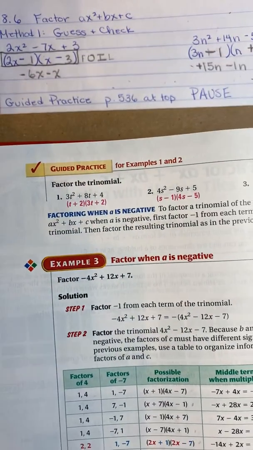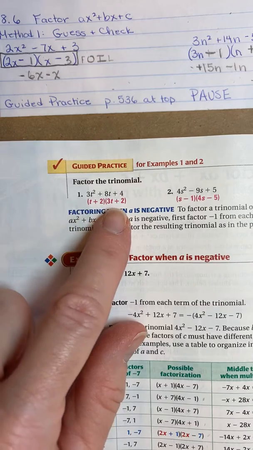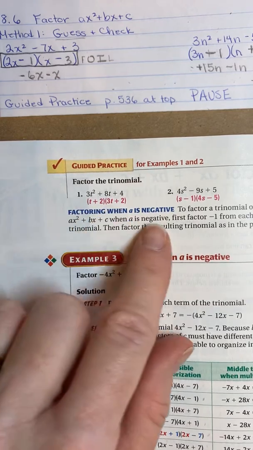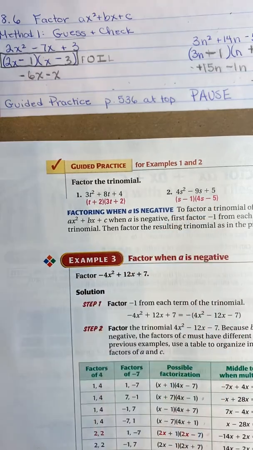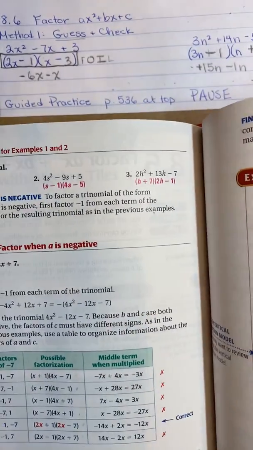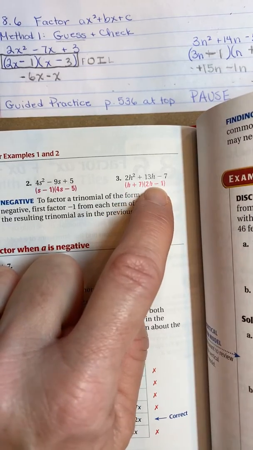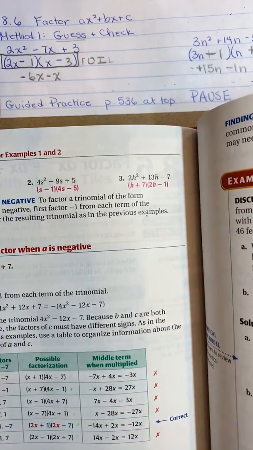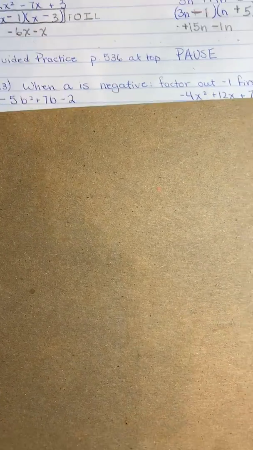So here's number 1. It factors into t plus 2 and 3t plus 2. Number 2, s minus 1 and 4s minus 5. And number 3, h plus 7 and 2h minus 1. The more you practice factoring, the easier it becomes.